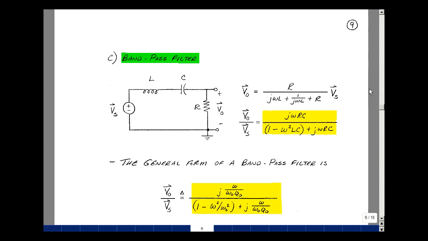This lesson deals with a bandpass filter. You can find these notes in the course ebook in Chapter 6 starting on page 9. Given this frequency domain circuit, can you solve for the transfer function V out over V sub S?